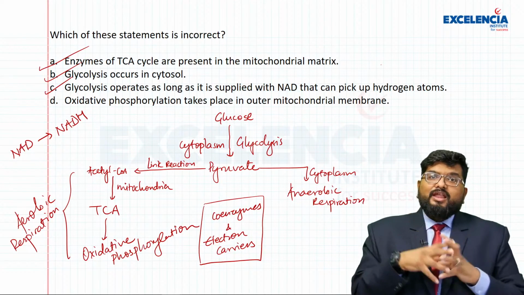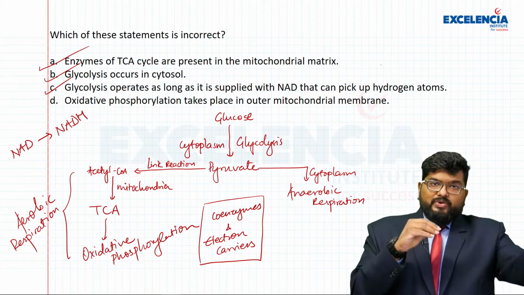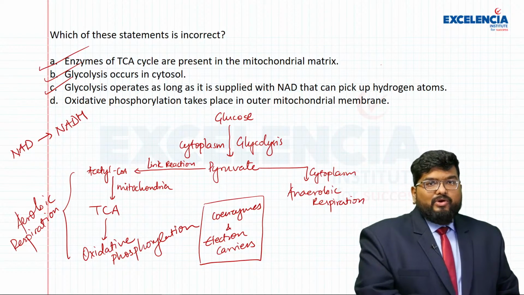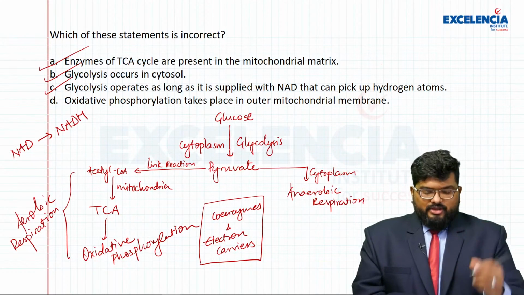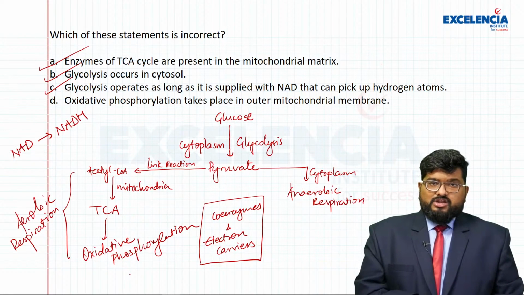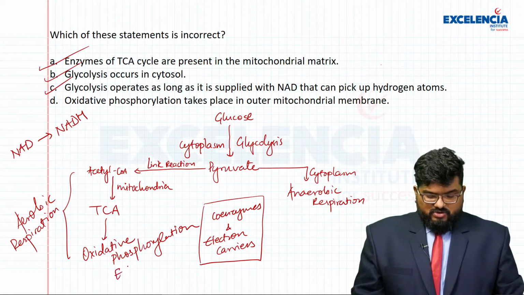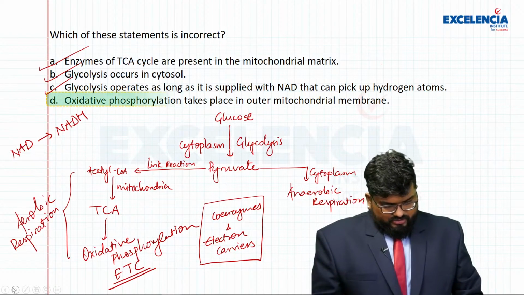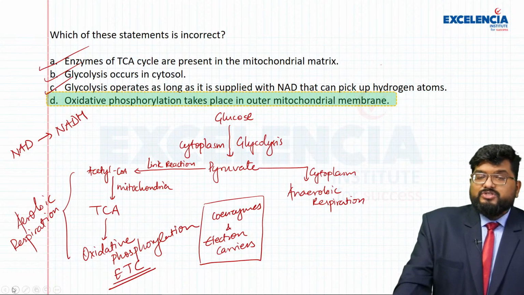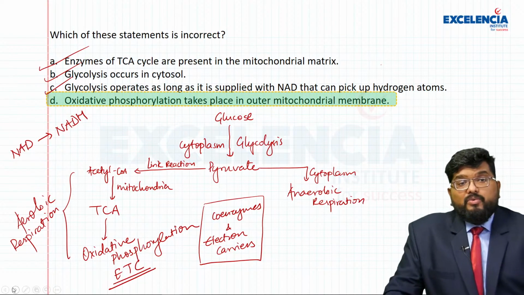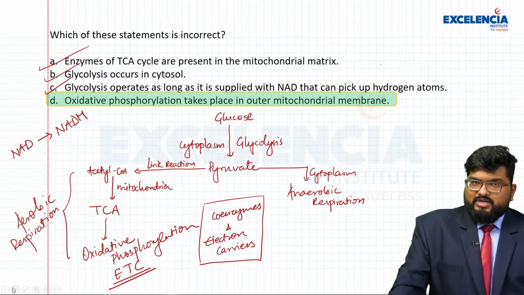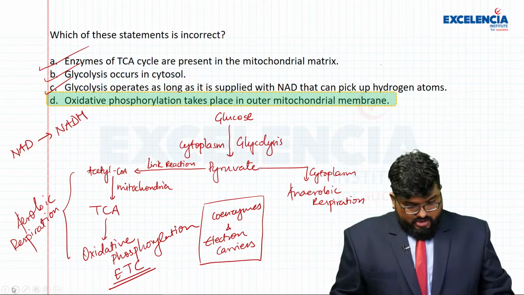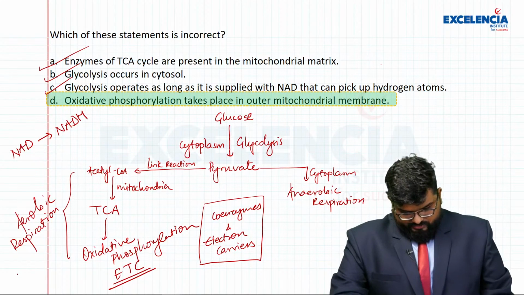And since these are electron carriers, they will be passing on electrons further. And this happens on the inner mitochondrial membrane. Because of electron carriers, oxidative phosphorylation or terminal oxidation is also the electron transport chain. So the incorrect option is oxidative phosphorylation takes place in the outer mitochondrial membrane. That is wrong. It occurs in the inner mitochondrial membrane. Next question.